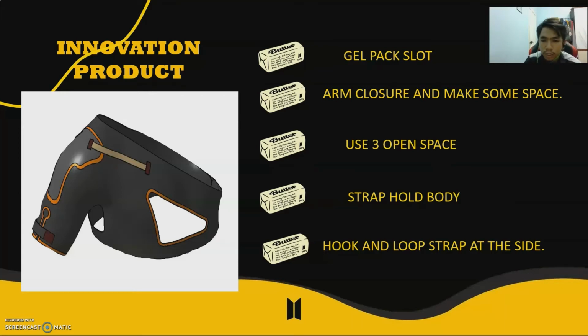Fourthly, we have used a strap whole body to make the brace guard still look fit. And lastly, we have used a hook and loop strap at this side. By using the Velcro strap, it gives the user an easier way of wearing it. Okay, that's all from me.